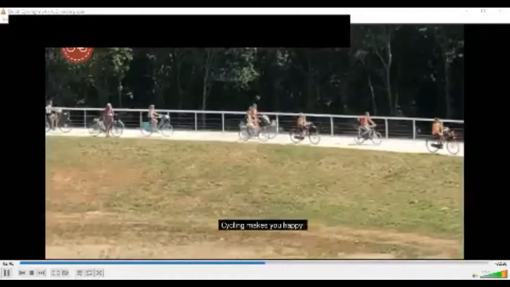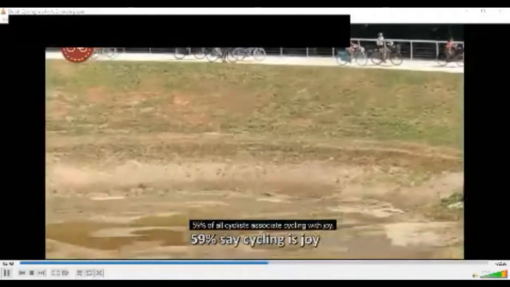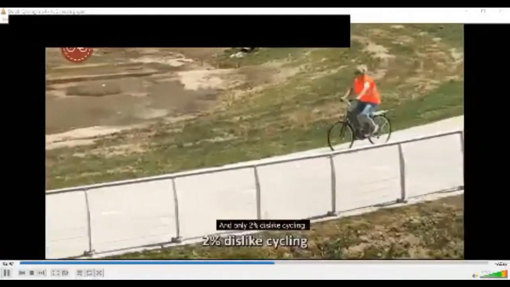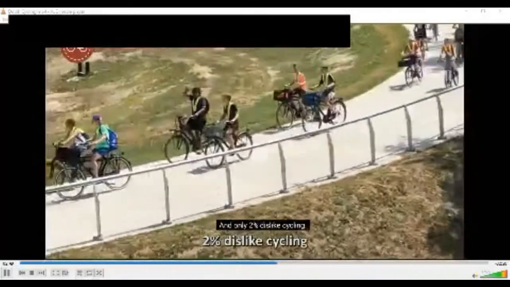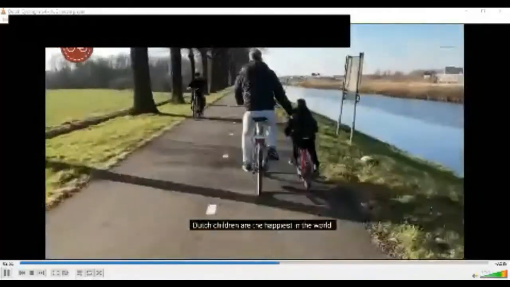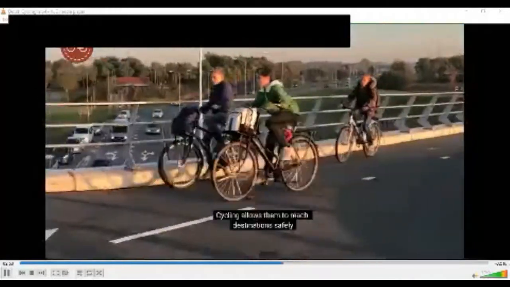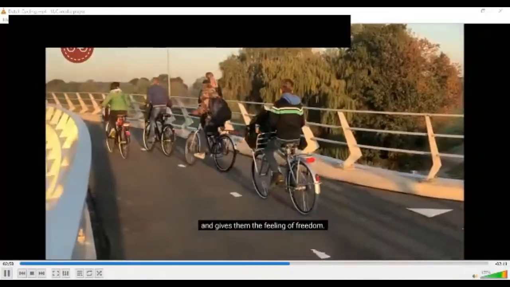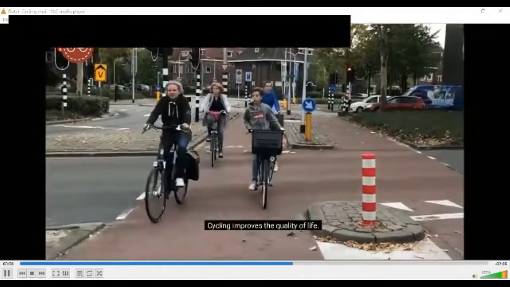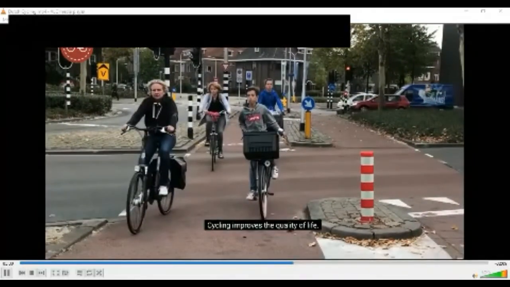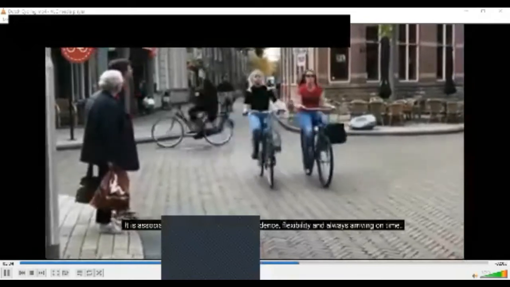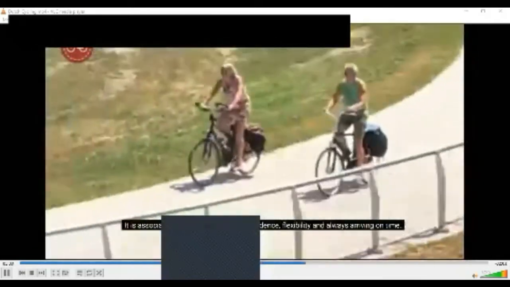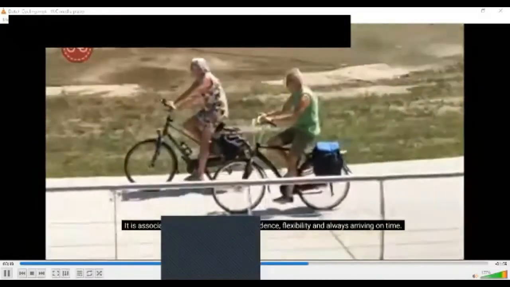Cycling makes you happy. 59% of all cyclists associate cycling with joy, and only 2% dislike cycling. Dutch children are the happiest in the world. Cycling allows them to reach destinations safely and gives them the feeling of freedom. Cycling improves the quality of life. It is associated with convenience, independence, flexibility, and always arriving on time.